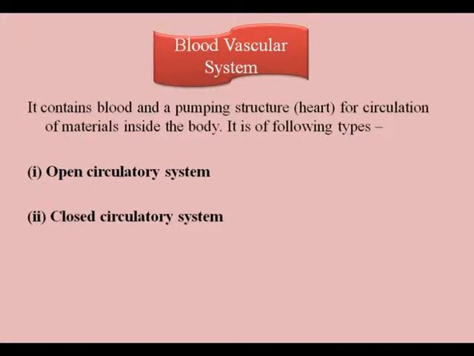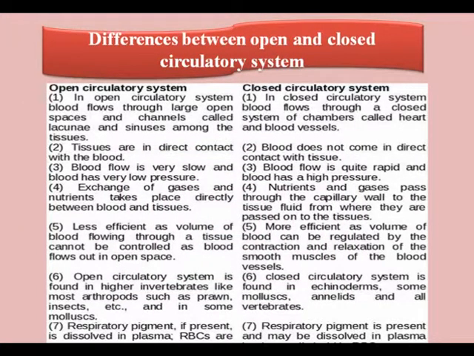Next is closed circulatory system. What is closed circulatory system? Closed circulatory system is a type of blood vascular system in which blood remains confined and flows inside blood vessels only, never coming in direct contact with body cells. It occurs in most annelids, cephalopods and vertebrates. Annelids are the simplest animals to have closed circulatory system. Now, differences between open and closed circulatory system.